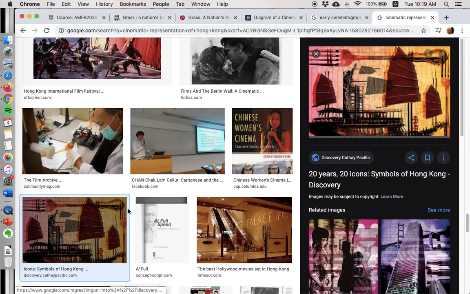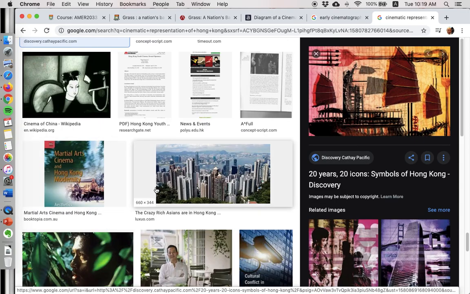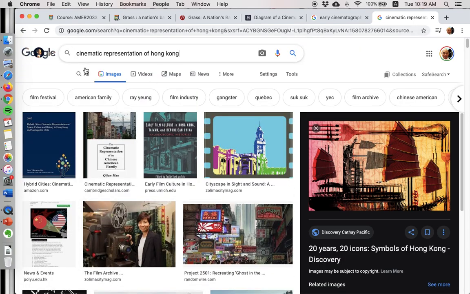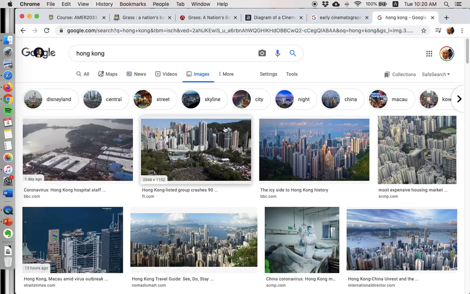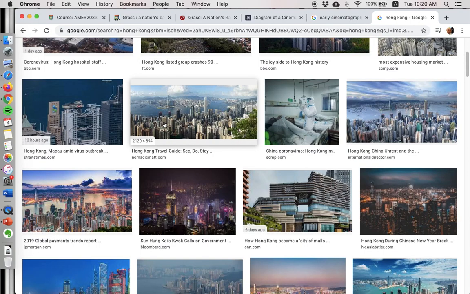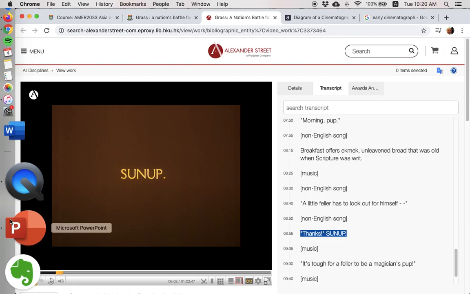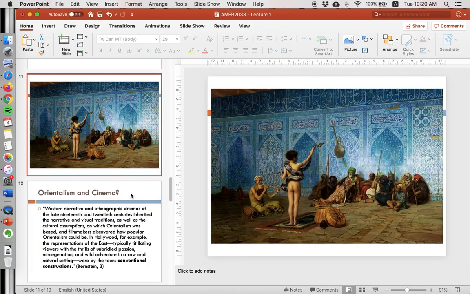Say this for example, right? Hong Kong in the movies, right? But what does Hong Kong actually look like? Hong Kong is actually an urban metropolis. Sometimes you could say it's more Western than the West, right? But then if you look at cinematic representations of Hong Kong, you get these junk ships and people doing martial arts and that kind of thing, right? So the idea then is that even cinema takes part in this discourse.